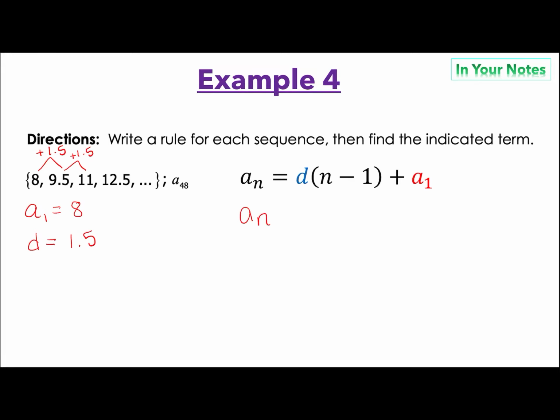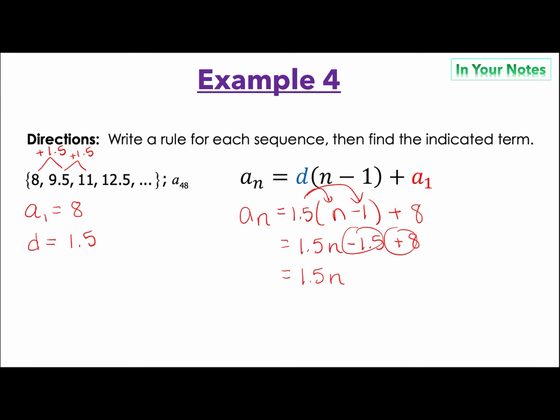So now we're going to start replacing. Remember, anything in black we don't replace. We're going to replace d with 1.5. And we're going to replace a sub 1 with 8. Simplify that formula by multiplying this out. So this becomes 1.5n. 1.5 times a negative 1 is negative 1.5. And we still have a plus 8. Combine like terms. So this becomes 1.5n. So $8 minus $1.50 is $6.50. So 6.5. A sub n, there's our equation.